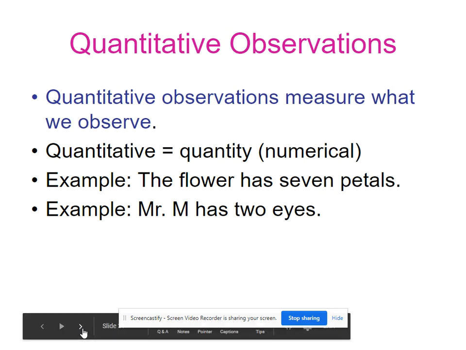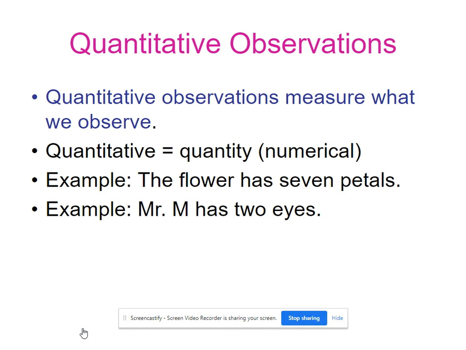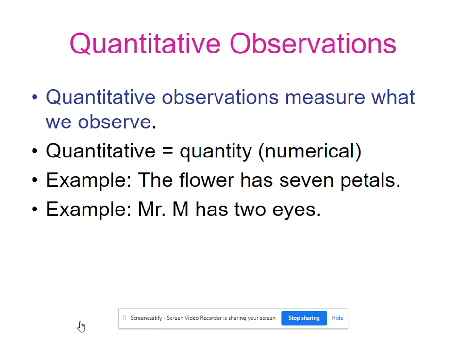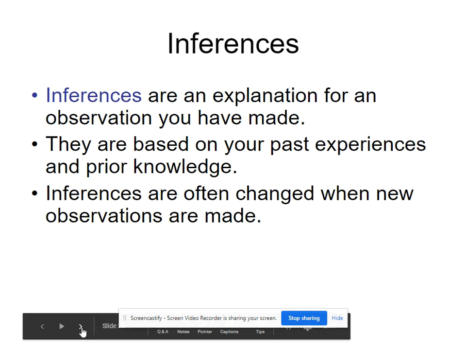Quantitative refers to more of a numerical observation. Using our same two examples, now the flower has 7 petals, or Mr. M has 2 eyes. So again, quantitative is the amounts, always has a number associated, and qualitative has a good description associated. So great examples, Mr.